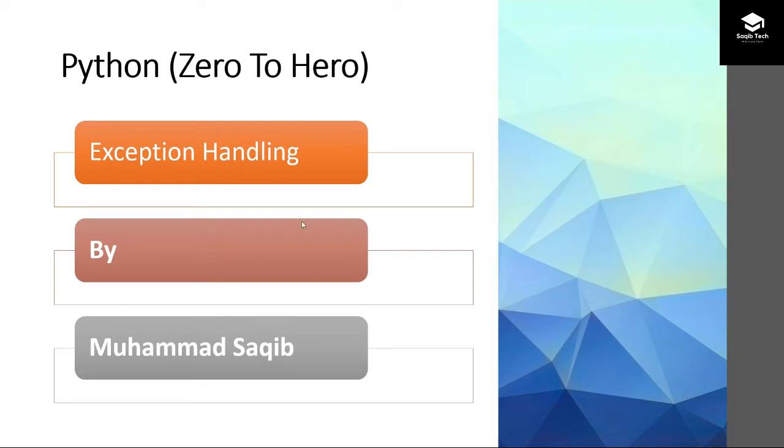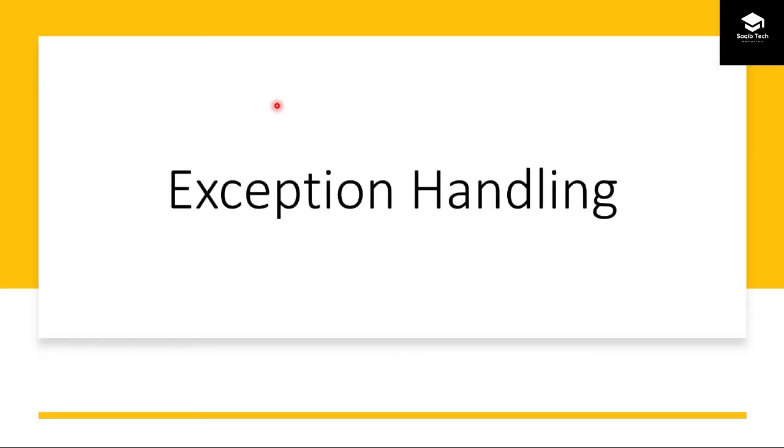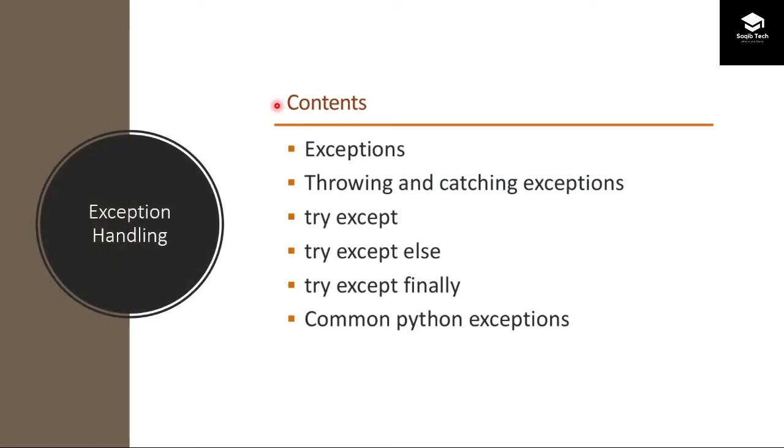So today's lecture is very important. We are going to learn exception handling. That's a key concept in the Python programming language. We will be quickly looking at its definition, its usage, why we use it, how to throw, and how to catch an exception. We will learn try except, try except else, and try except finally. At last, we will check some common exceptions in Python. Today's lecture is going to be very interesting and very helpful for you in coding. Okay, so let's start.